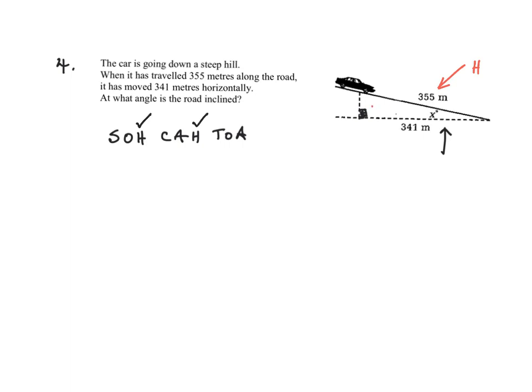This side here is the opposite side, but you'll notice that we're not using that side. So this side must be the adjacent. We'll put a tick over the A, and you can see it's cos. So cos of x degrees equals A over H. Now, it's the angle that we're trying to find. The adjacent side is 341. The opposite side is 355.